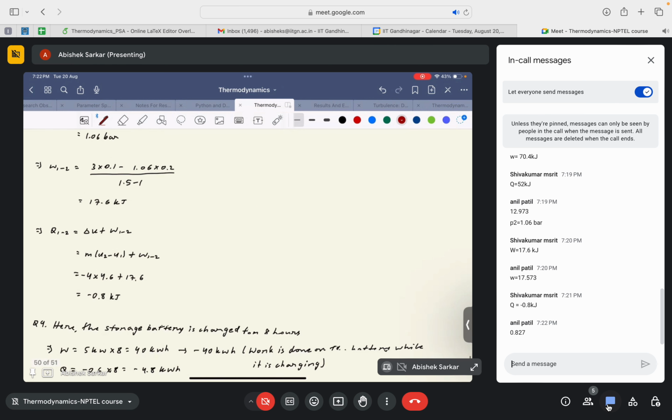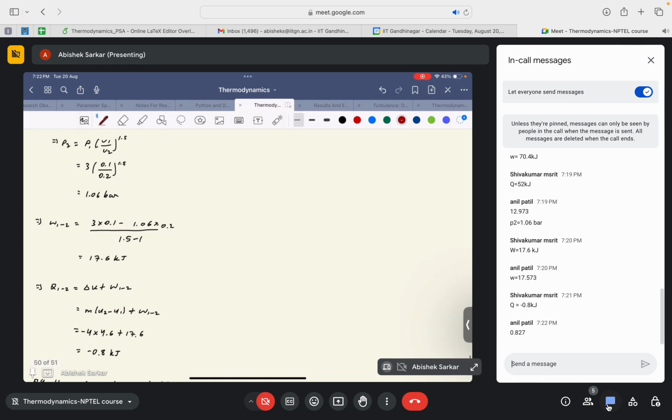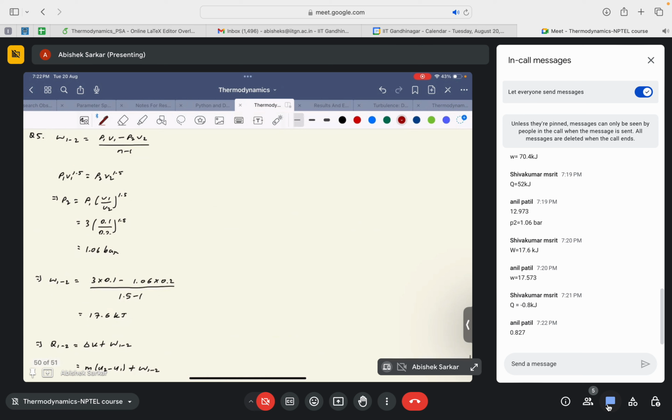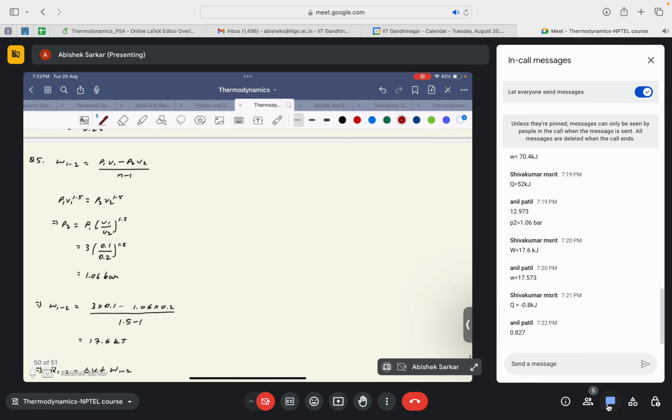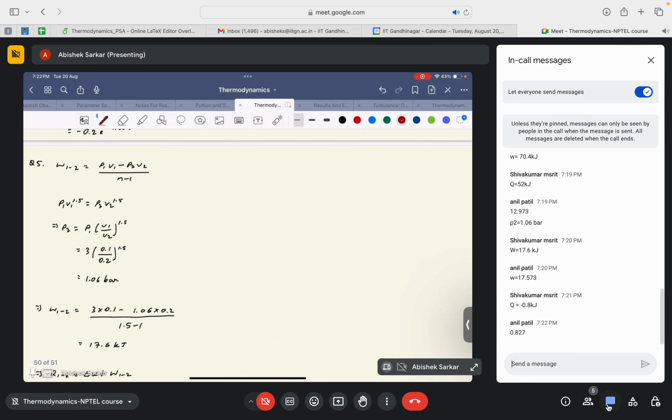So, if I go back here. Yes. The work interaction, as I mentioned, is given by (P1 V1 minus P2 V2) divided by (n minus 1) for any polytropic process, right? Except for when n equal to 1, that becomes an isothermal process. So there's a slightly different kind of derivation you need to do. Then this formula is not applicable. Okay.